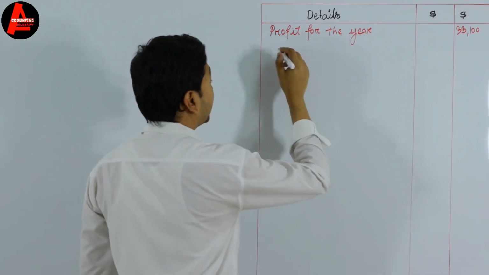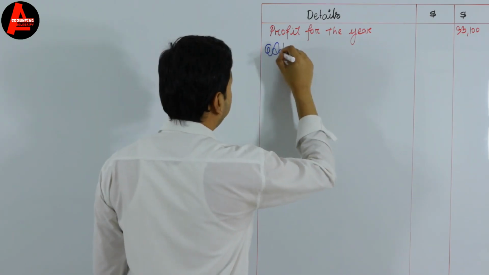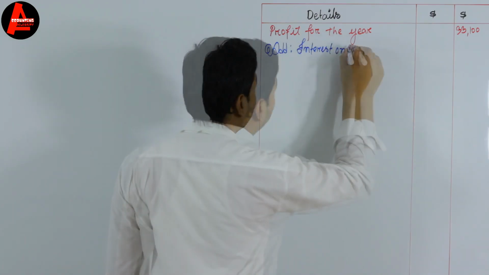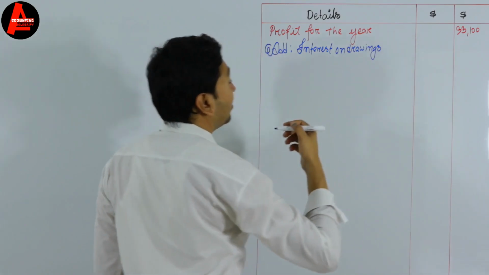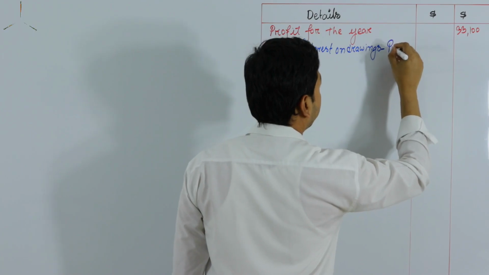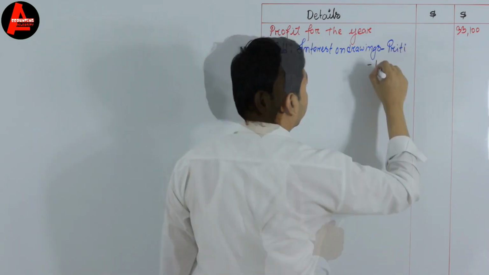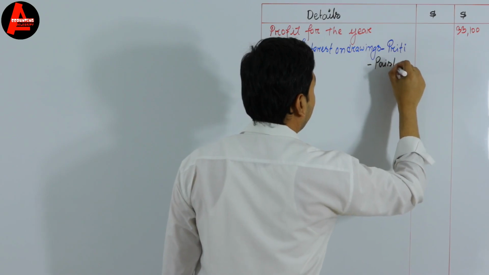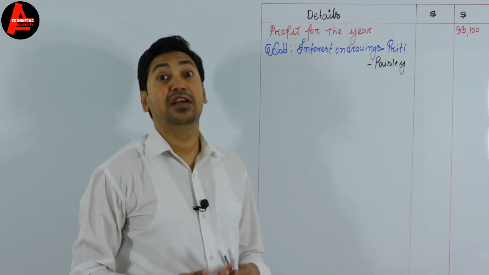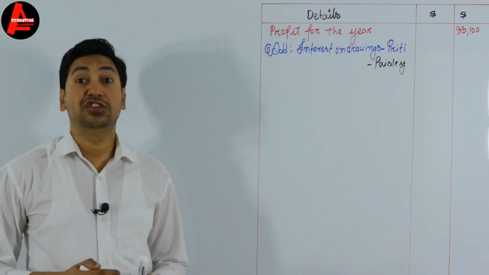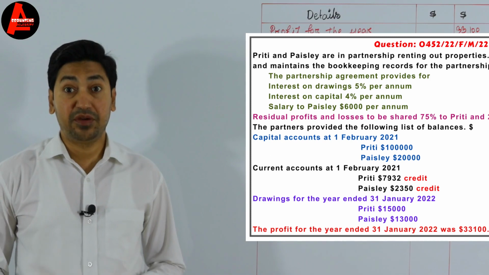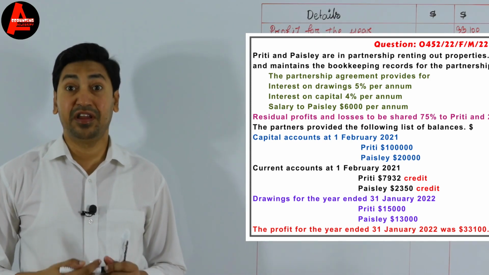So here, what is our income in the question? We have here interest on drawings, right? Okay, so we have here two partners. One is Preeti, another partner is here Paisley, P-A-I-S-L-E-Y. Okay, so now we will calculate here the interest on drawings. Okay, so on the question we see the rate of interest on drawing is 5% per annum. Okay, per annum means per year.